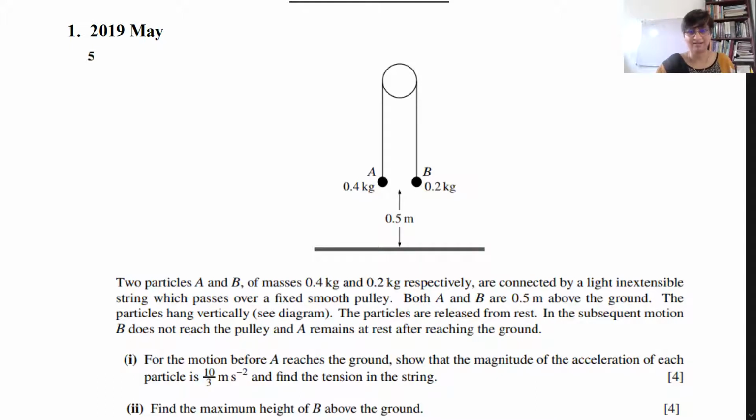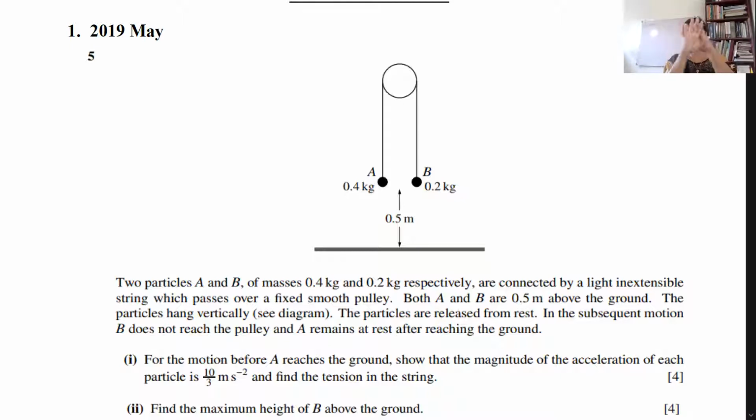It's a burning smell. Hello, come back to the lesson, come back to the problem, okay? So I hope it is clear to you why they say that in the subsequent motion, B does not reach the pulley, why it is important for us to know. So that length is greater than 1.5. And A remains at rest after reaching the ground.